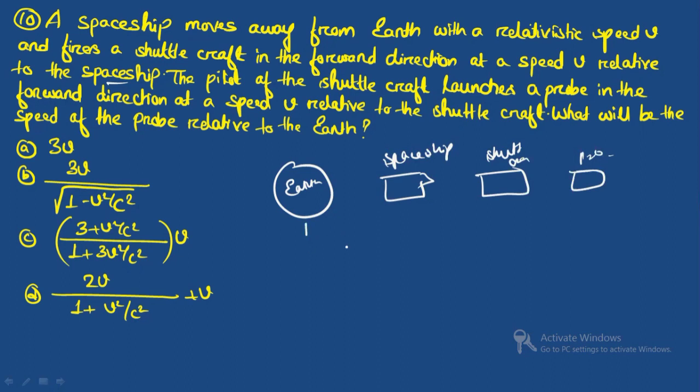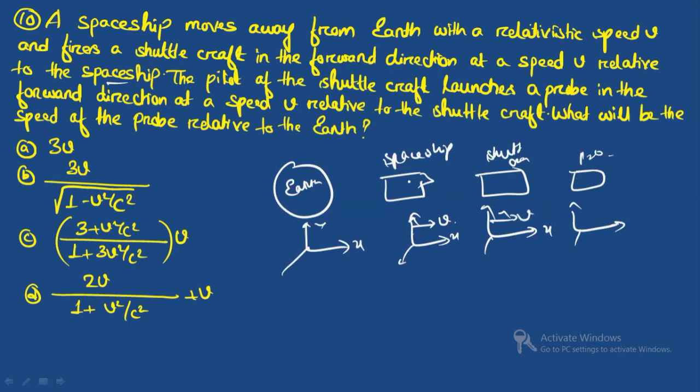If you see here, this is X, Y, this way you can take. This is also X, Y. This is also X, Y. I'm simply writing this. Now you see a spaceship moves away from Earth. This is a spaceship which is moving away from Earth with a speed of V. And it's just firing a shuttlecraft in the forward direction, that also at a speed V, relative to the spaceship.